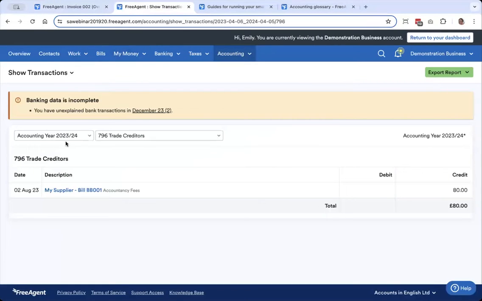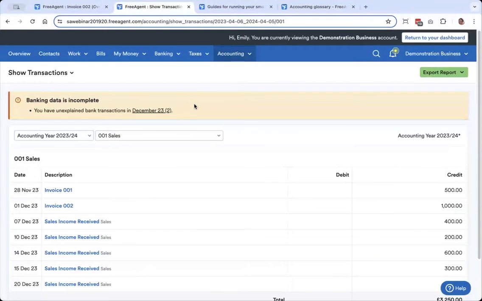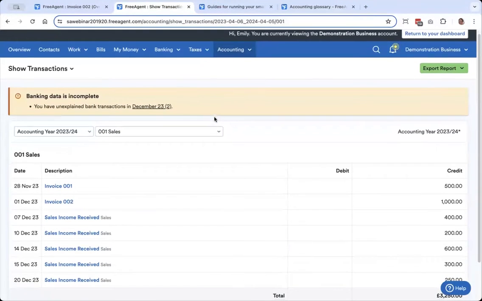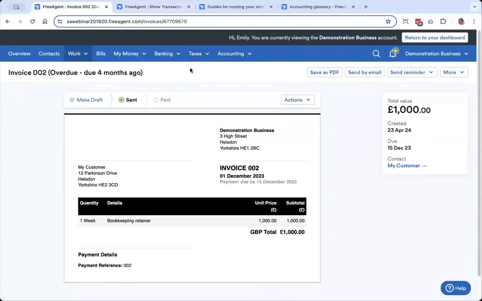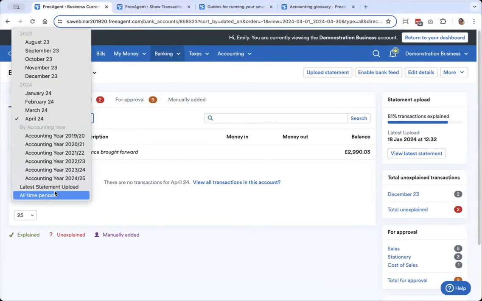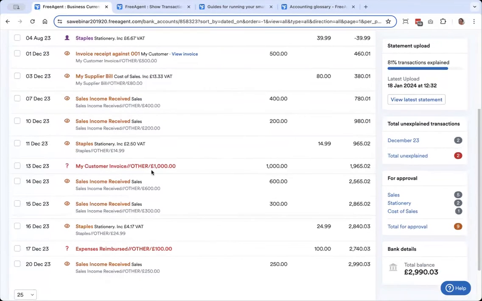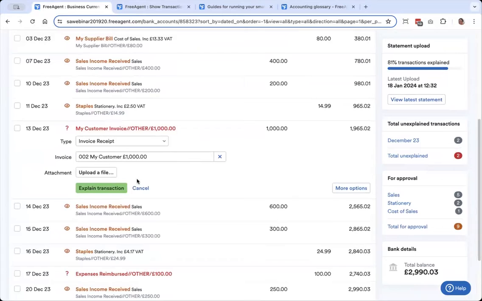You've seen that it increases the sales and also increases the amount that our customers owe us. Now watch what happens if I pay that invoice. I could add a manual bank transaction, but actually in my FreeAgent bank account, I've got a transaction to pay this invoice off. I've got an unexplained transaction. That is the payment for this invoice.